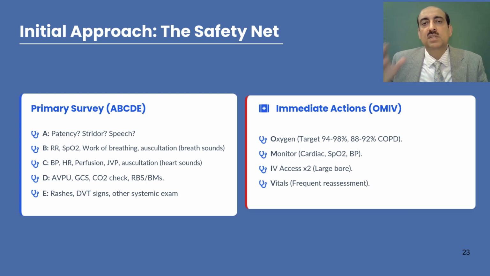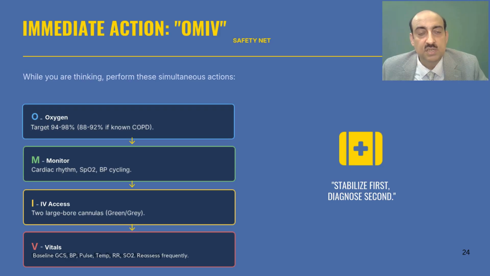The immediate actions that you need to do are OMIV. So these actions are simultaneous, going on at the same time as you're doing the ABCDE approach. You don't have to finish the approach before you proceed to these. OMIV stands for oxygen, monitor, IV access, and vitals. Oxygen, titrate according to requirement, but as high as possible if it's appropriate. Usually a target is 94 to 98, except COPD when it could be 88 to 92, you can lower it down. Monitoring, immediately attaching the cardiac monitor for rhythm, and also peripheral pulse oximetry for saturations, and blood pressure monitoring as appropriate.